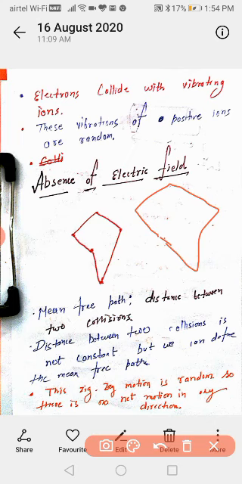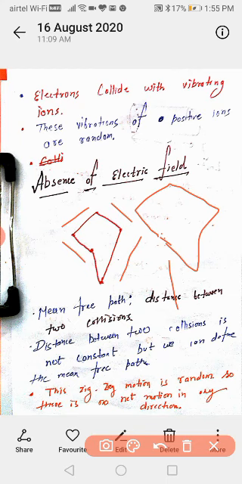Okay, so here is the mean free path, the distance between two collisions. The distance between two collisions is not constant, but we can define this mean free path. Because these distances are different, you can see this is different, this is different, this is different, so we define a mean free path. This zigzag motion is random, so there is no net motion in any direction.